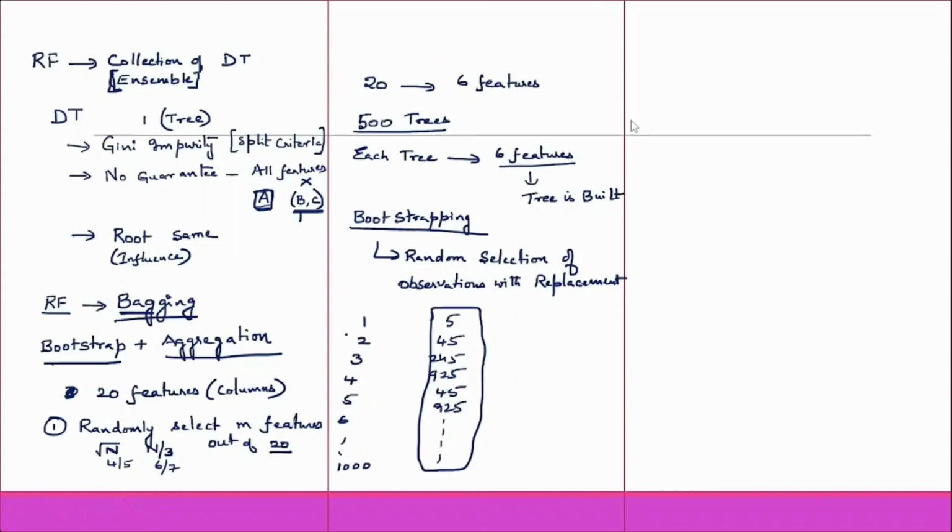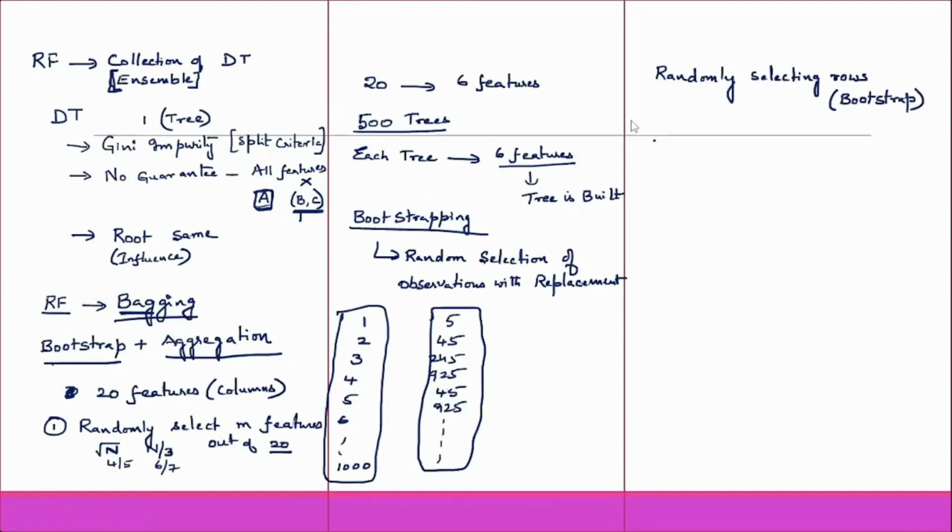So I am taking a subset of my existing observations only, with again a kind of a replacement. So now here 2 things are happening. One is randomly selecting the rows, which is what is happening through a mechanism of bootstrapping. The other is to randomly select the columns, features.